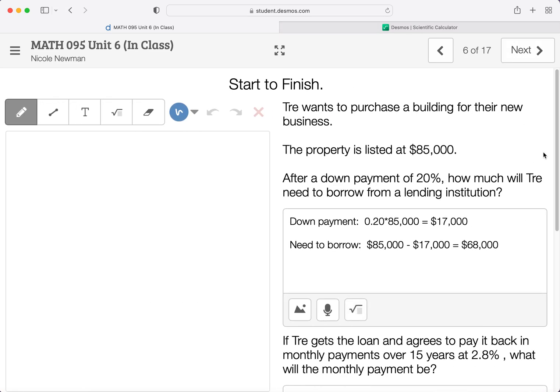So now let's try something start to finish. We have Trey that wants to purchase a building. The property is listed at $85,000 after a down payment of 20%. How much will Trey need to borrow? You've done these kinds of calculations before, but here they are again. 20% of $85,000 would be $17,000. And so that means that Trey is going to want to borrow $68,000.